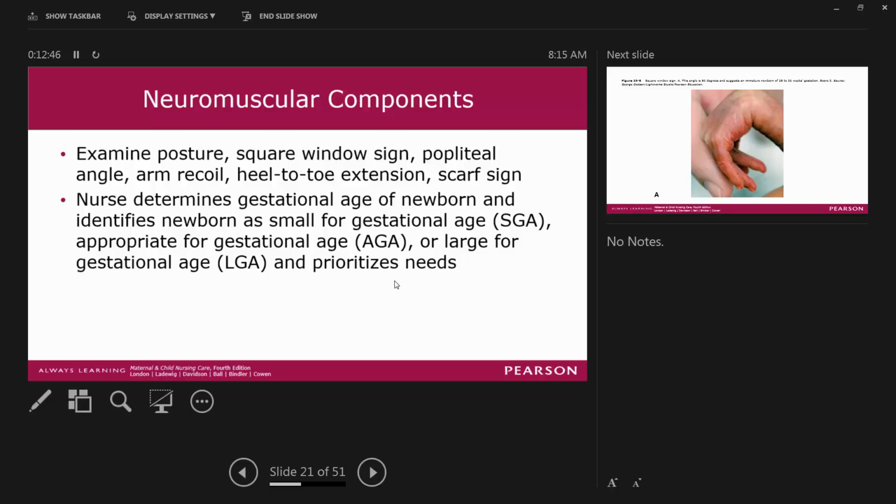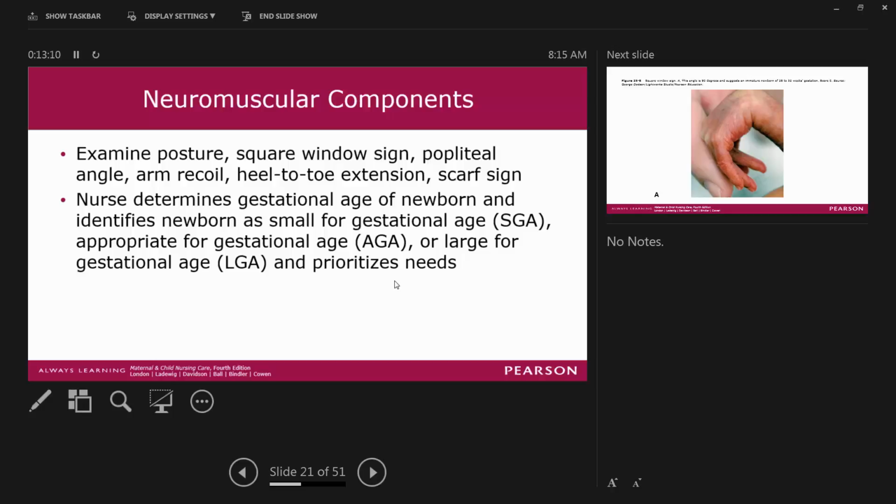Arm recoil is wherever the baby's arms are at rest, we straighten those arms out. We hold them for a few seconds and then we let go really fast. And the more term the baby is, the quicker those arms are just going to go back to a flexed position. The more preterm the baby is, they're just going to lay there or come up just a little bit. Okay.